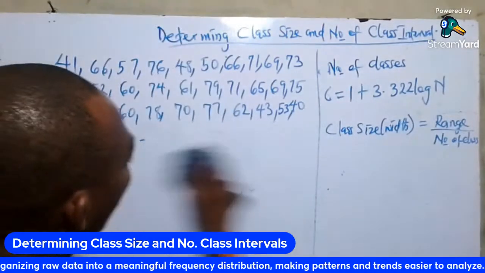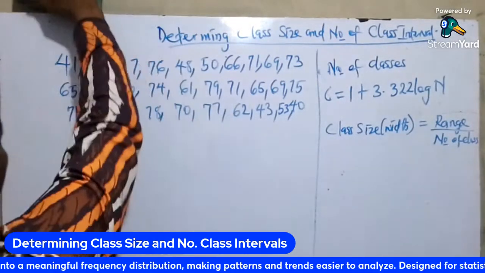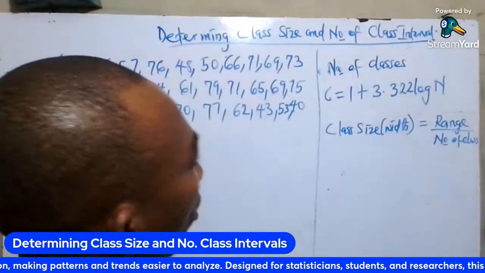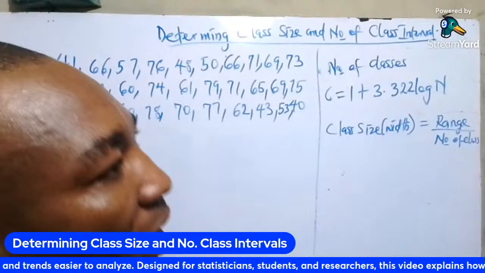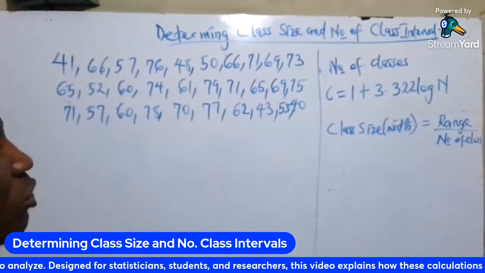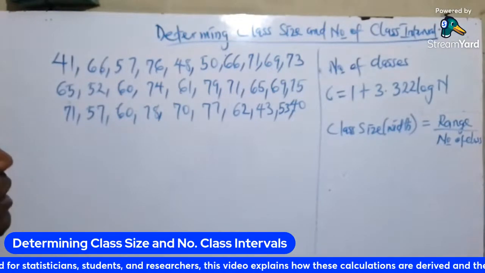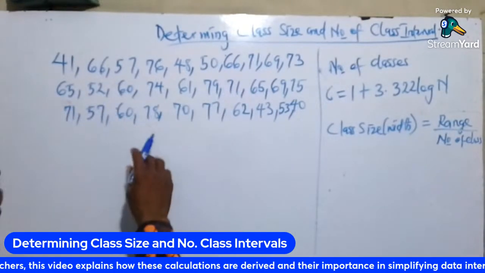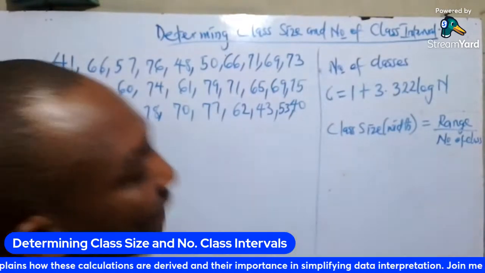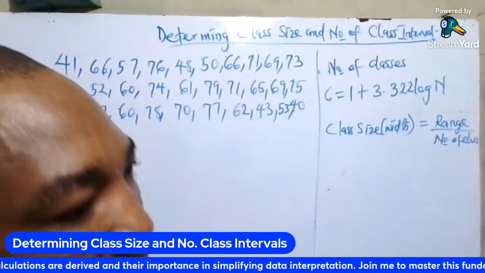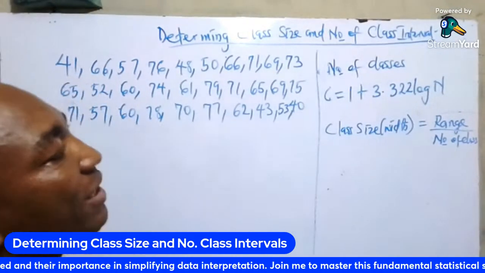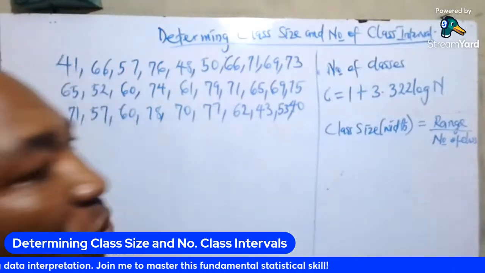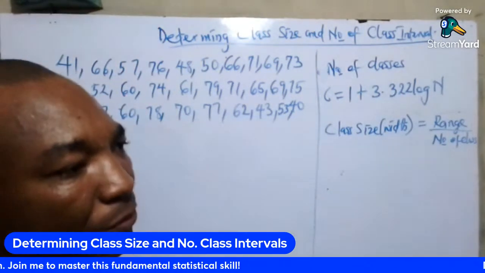Some statisticians or some of our teachers, when they want to give questions, can come up with different things. Many people thought that when you see a set of numbers like this, you will just give the class interval. No, they don't just give the class interval. There are ways to determine the class interval and to determine the class size.